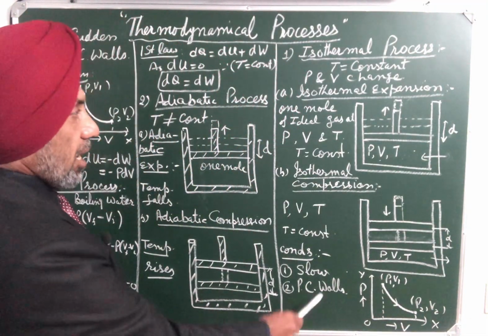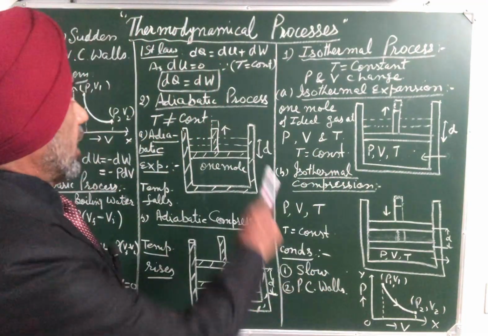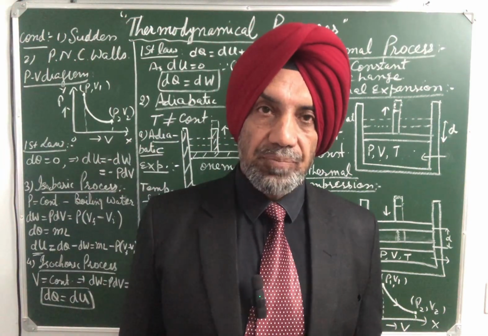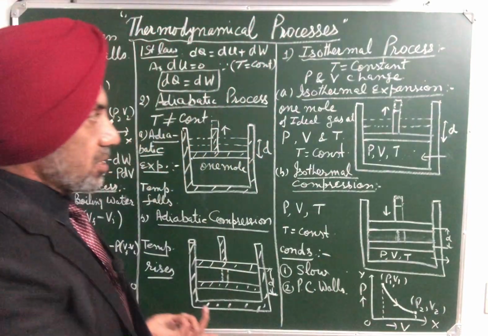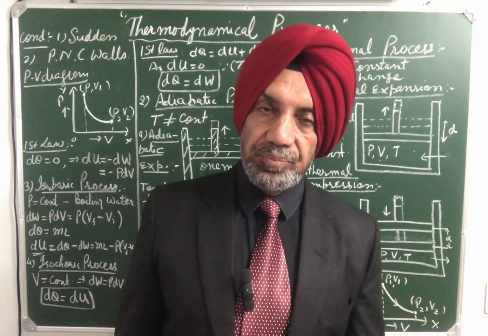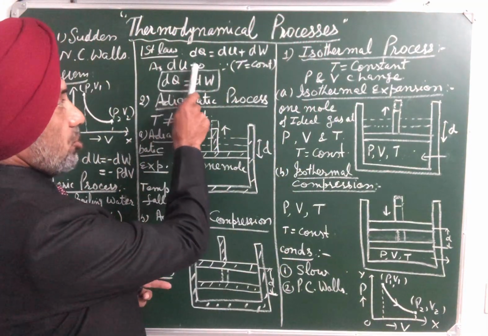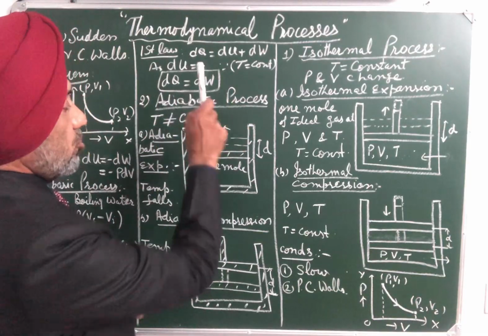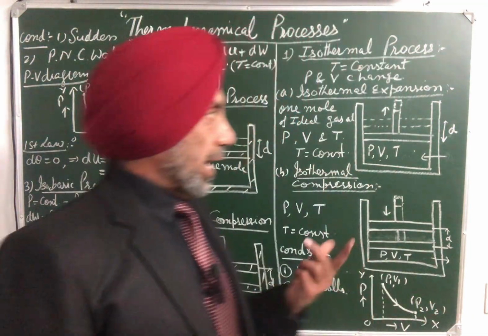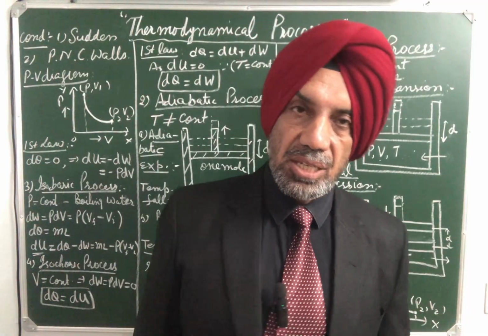So if you apply the first law of thermodynamics to this isothermal process, we have dq is equal to du plus dw. Since temperature is kept constant in this process, there is no increase or decrease in the internal energy of the system, because internal energy depends only upon temperature. So du is equal to 0, therefore dq is equal to dw. It means the amount of energy supplied or taken away is equal to the amount of work done by the system or upon the system.